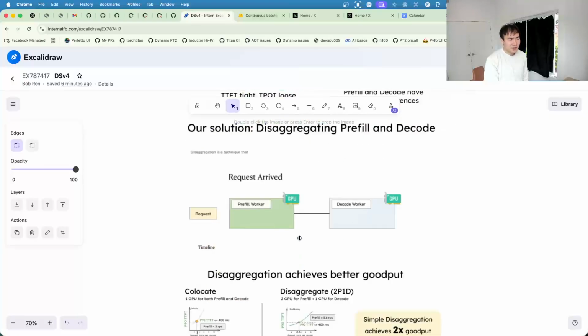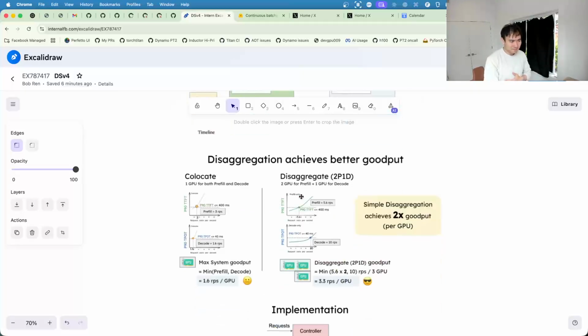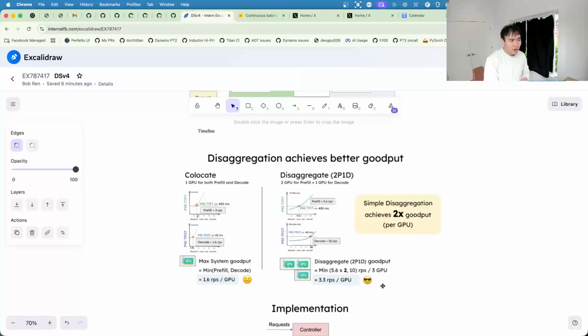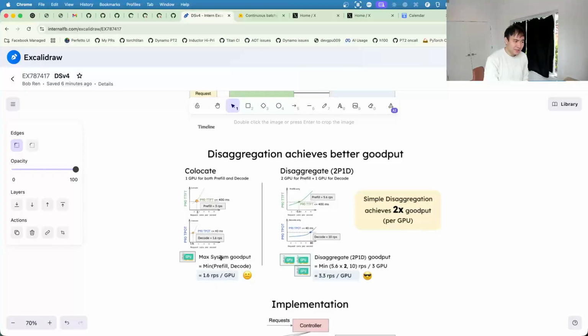So their whole solution is disaggregation. You have some prefill workers, some decode workers, and you apply what we discussed above. They have some really interesting empirical results: if you have a single GPU doing both, you get 1.6 requests per second of goodput. However, if you disaggregate across 3 GPUs, 2 GPUs for prefill and 1 for decode, and normalize by the number of GPUs, you're actually getting 2x the goodput for the reasons we talked about above.